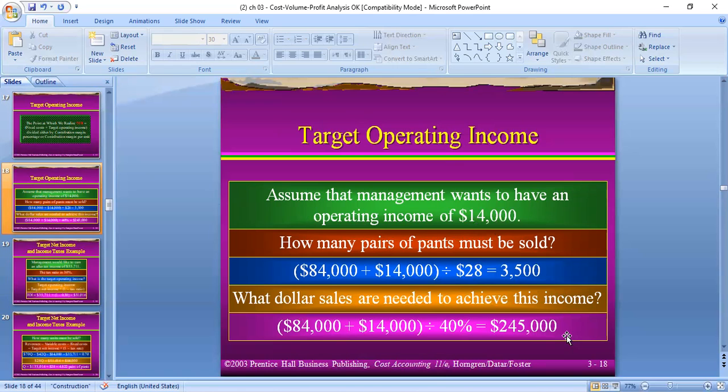The 245,000 is more than the break-even point. The break-even point was 210,000, so there is an excess of 35,000 in sales. 35,000 multiplied by 40% gives $14,000.